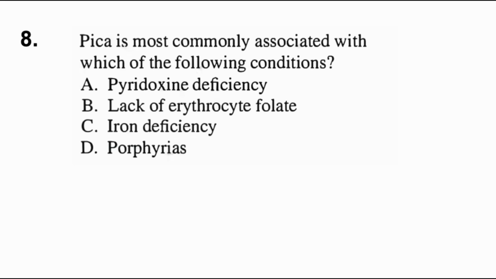Pica is most commonly associated with which of the following conditions? Answer is C, iron deficiency. Pica is an eating disorder characterized by craving and eating of non-nutritive substances. While the exact mechanism is not fully understood, there is a very strong and well-documented clinical association between iron deficiency and pica. When the iron deficiency is treated and iron levels return to normal, the pica cravings disappear. It is considered a classic sign of iron deficiency.